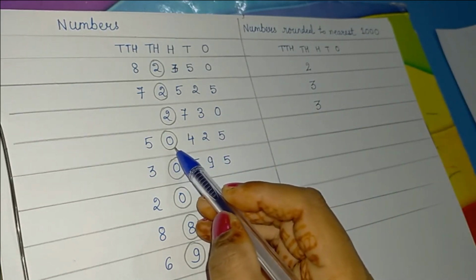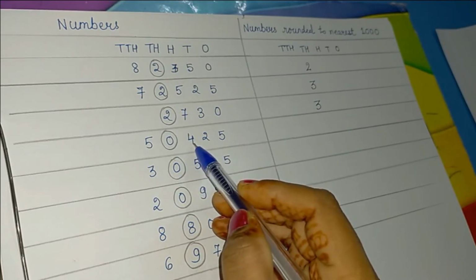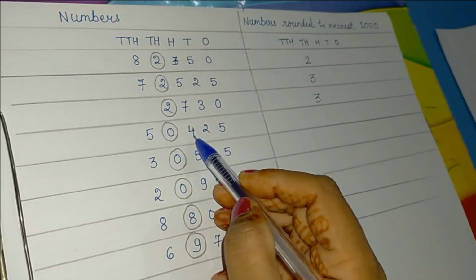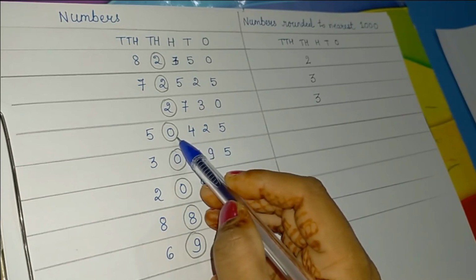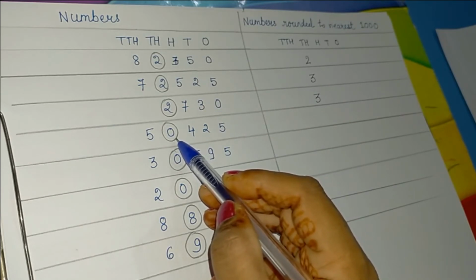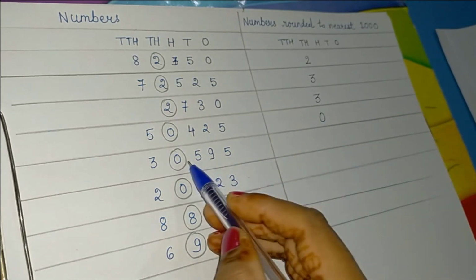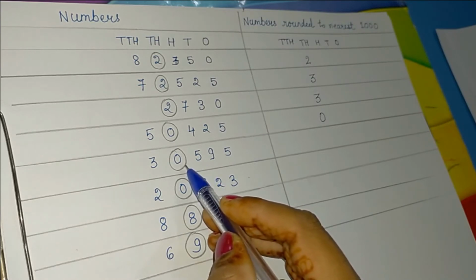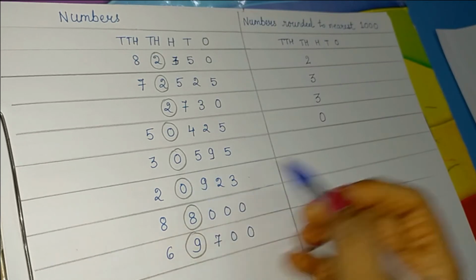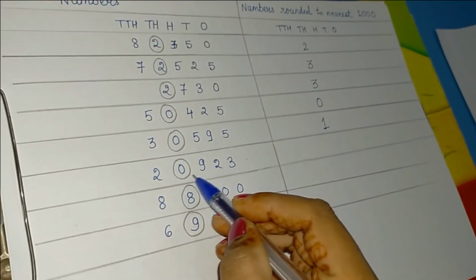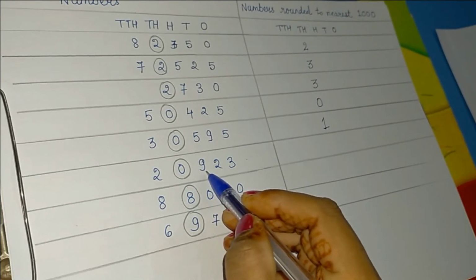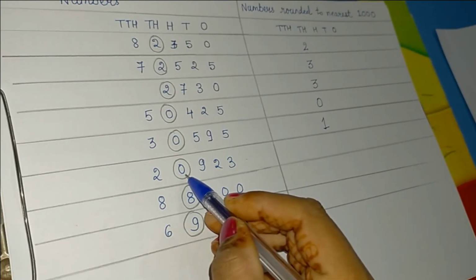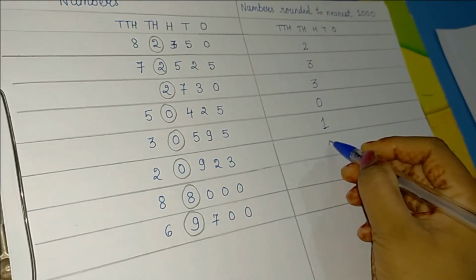Now, in the next case we have 0 at the 1000 place and 4 at the 100 place. According to step 3, if 4 is present at the 100 place, then no change will occur at the 1000 place. So, we will copy this 0 as it is. Here we have 0 at the 1000 place and 5 at the 100 place. According to step 3, if we have 5 at the 100 place, we need to add 1 to this 1000 place value. So here 0 plus 1 is 1. Then again we have 0 at the 1000 place and here we have 9. So here we need to add 1 to this 1000 place. So 0 plus 1, 1.